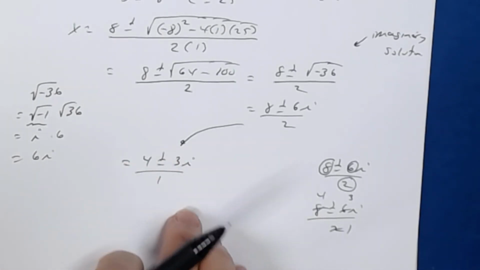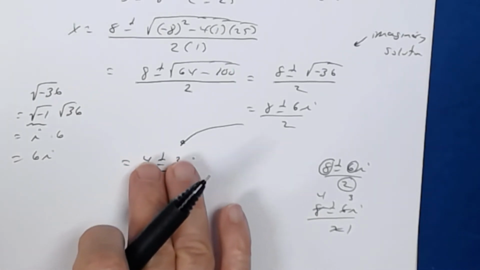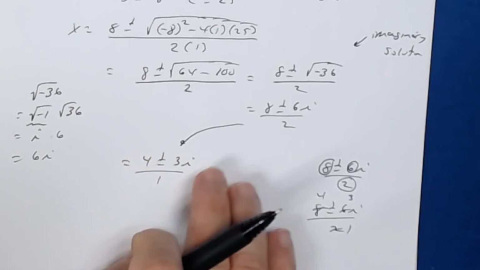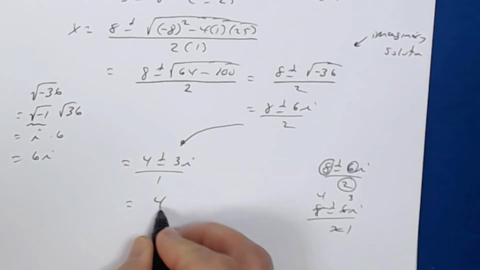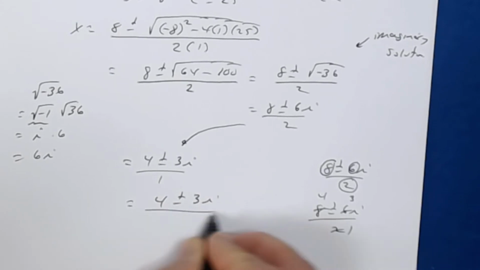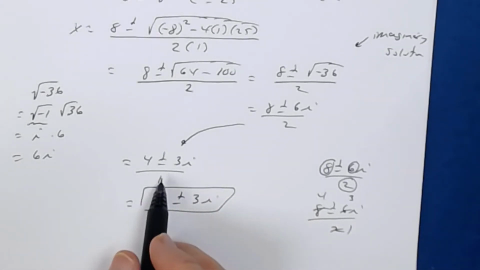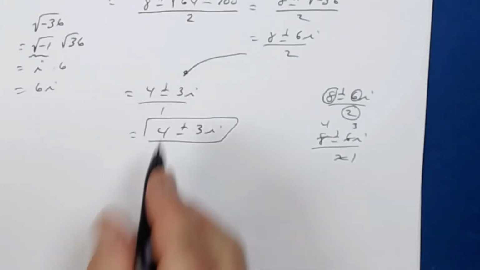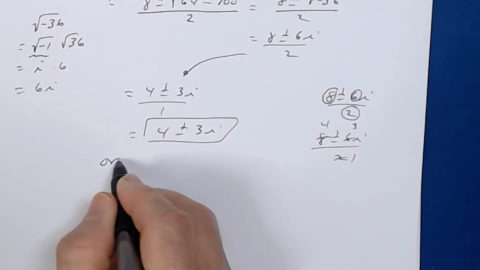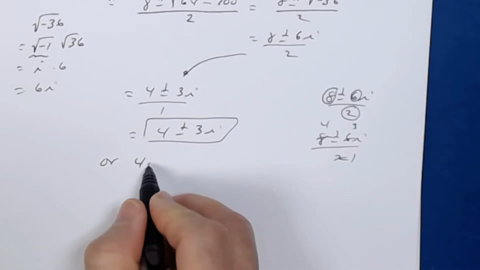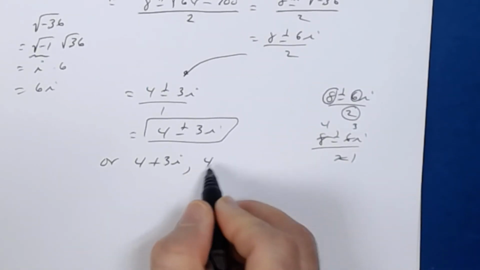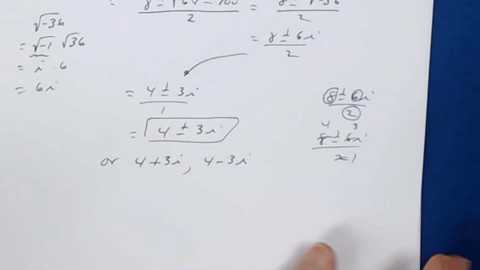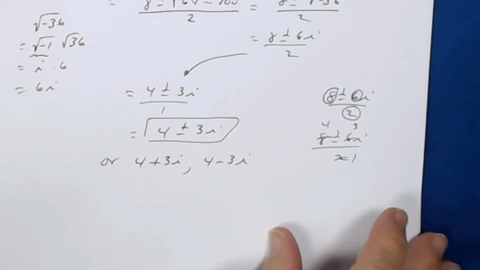But I need for you to remember this. Don't leave it like that because any numerator divided by 1 is that numerator. So the answer is just 4 plus or minus 3i. So I need for you to remember that when you divide by 1, it's just that numerator. You got to remember that. Now in my math lab, you're going to write as two separate solutions. So you're going to say 4 plus 3i, comma, 4 minus 3i. Okay? All right, so that was that.